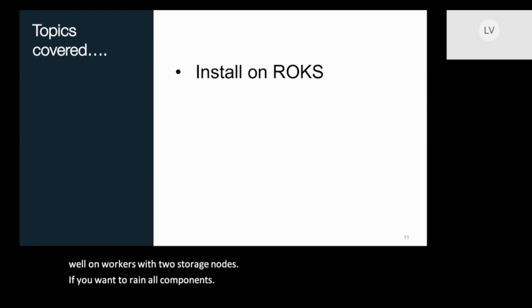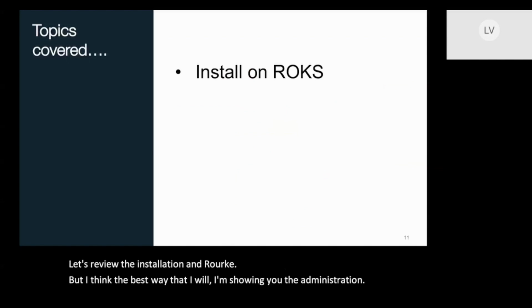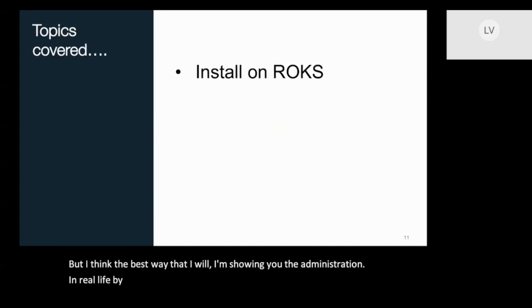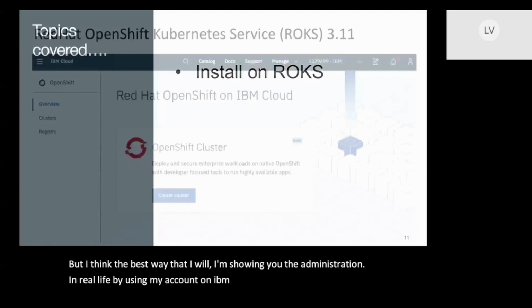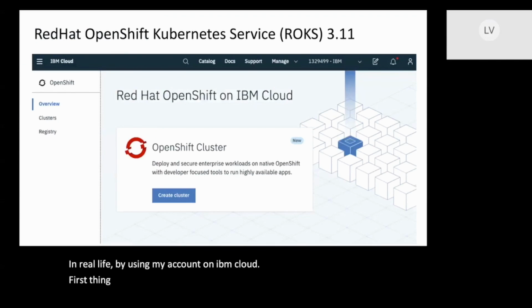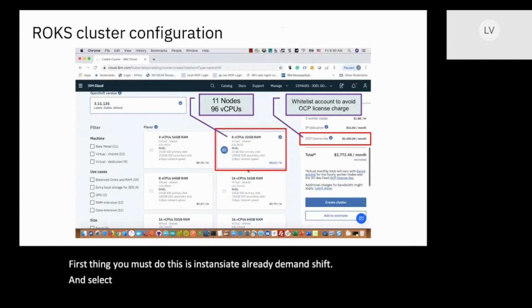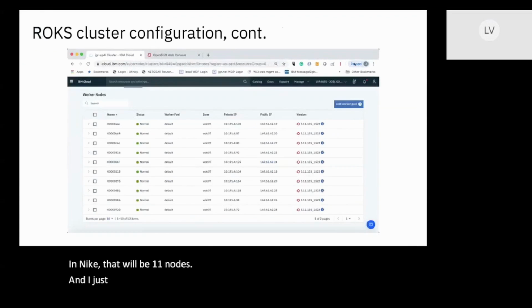Let's review the installation on ROKS. I think the best way is to show you an illustration in real life by using my account on IBM Cloud. The first thing you must do is instantiate a Red Hat OpenShift cluster and select the right number of nodes. In my case, that would be 11 nodes, and just start the installation of this. It's done in 30 minutes, no more.